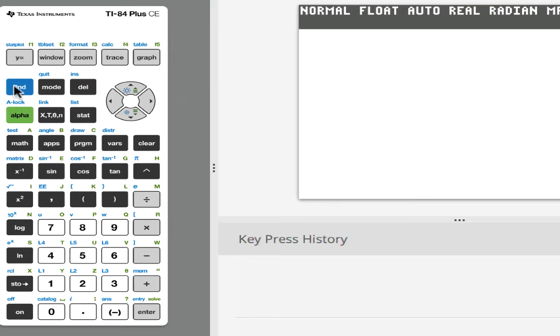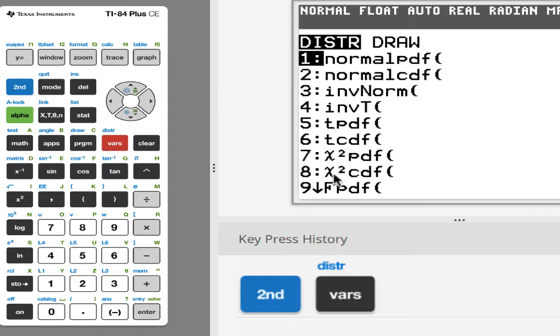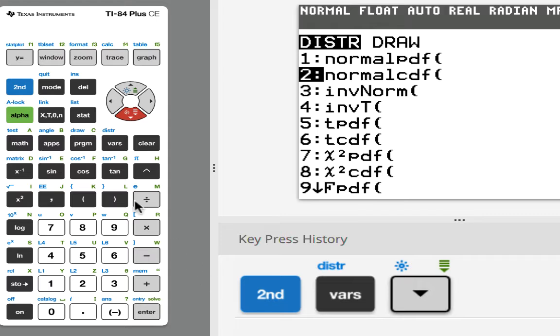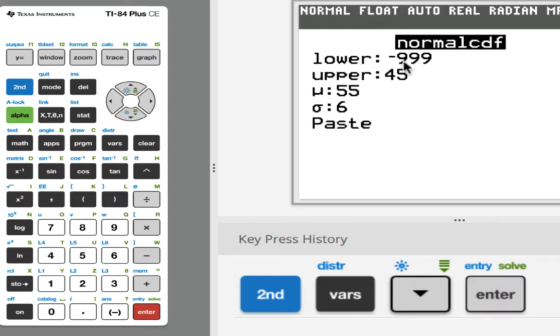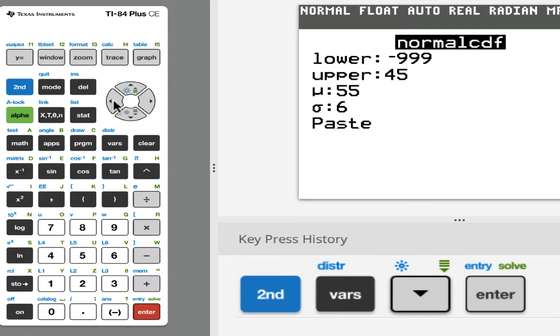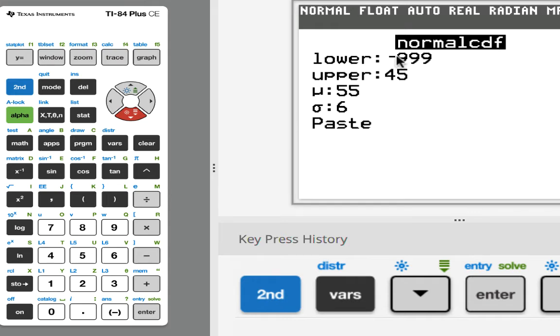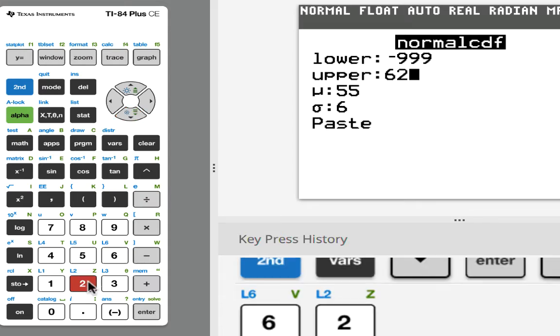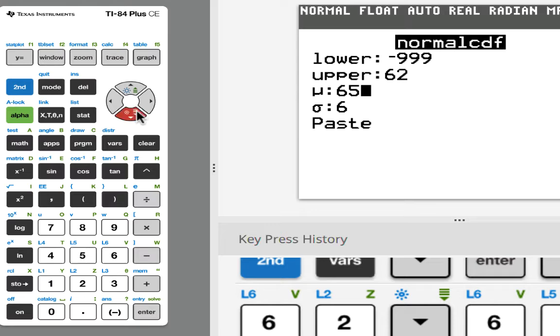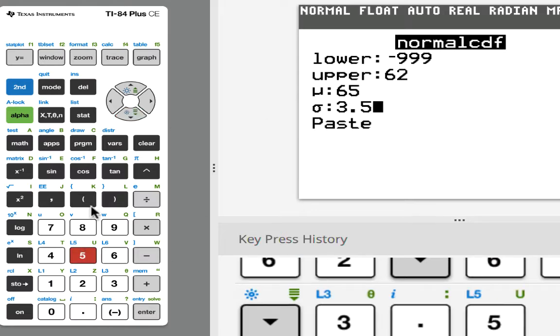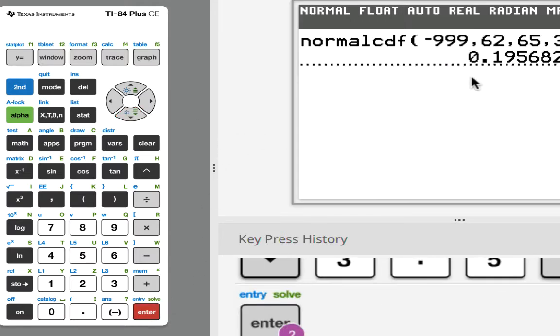Once again, press second and var, so you get normalcdf. Use the cursor, press enter, and now remember you have -999 as the lower end, but the upper limit is 62. Now remember, this minus is this minus. Just always remember, otherwise you're going to have issues. Then the mean is 65 and the standard deviation is 3.5. Now take your cursor down and press enter and enter. What are we getting?